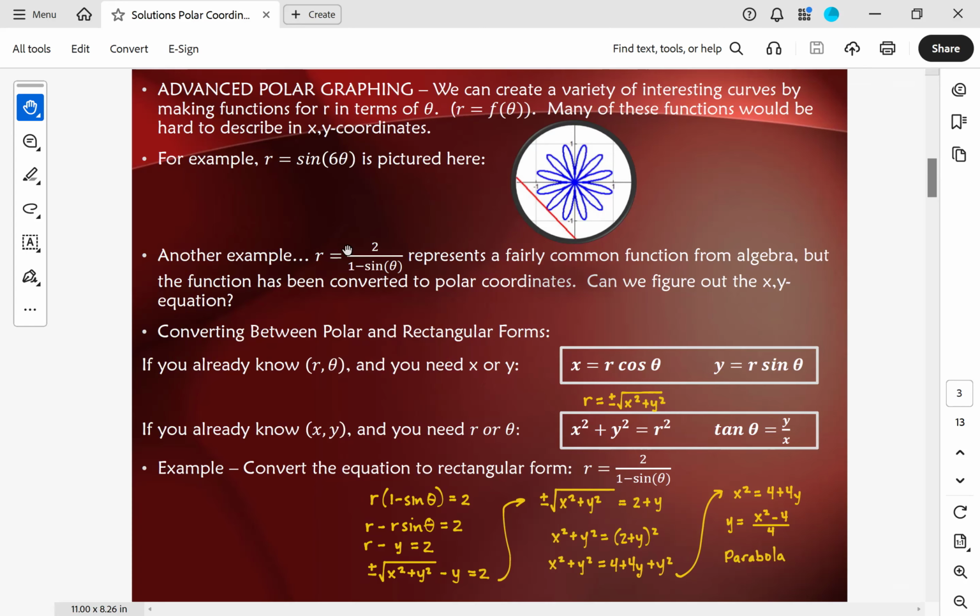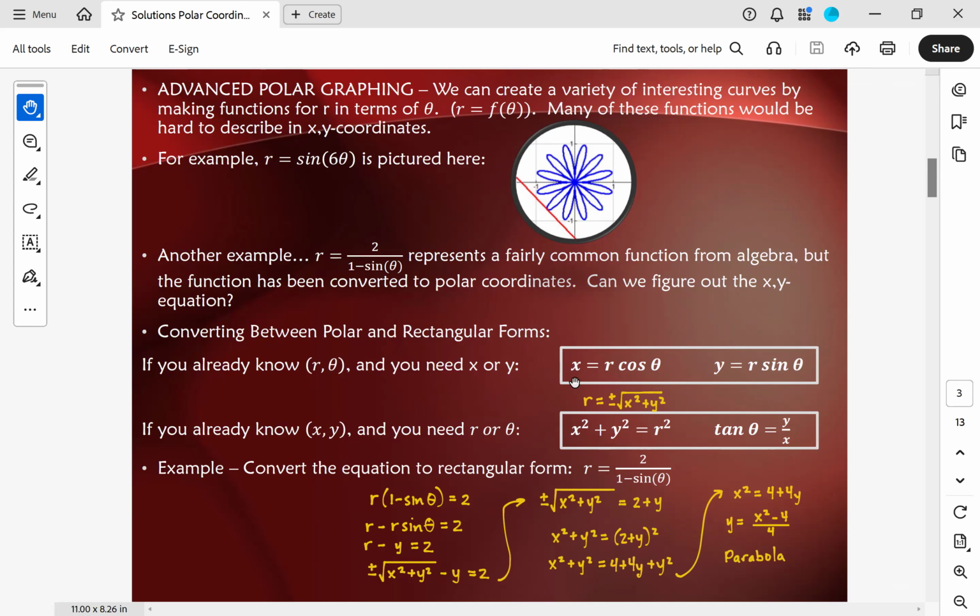Here's another example. Now, this is one you don't have any familiarity with, but it does happen to represent a fairly common algebra function, which begs the question, can we possibly convert an r and theta equation into typical xy? And of course we can. And we've got four formulas that you already know very well. It's the same formulas we used dealing with vectors and dating back to basic trig.